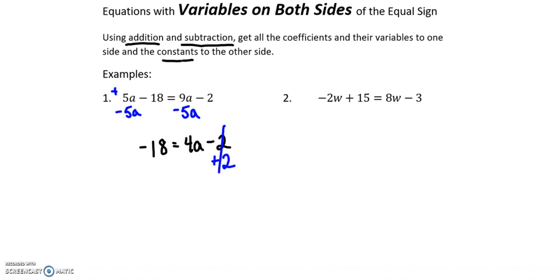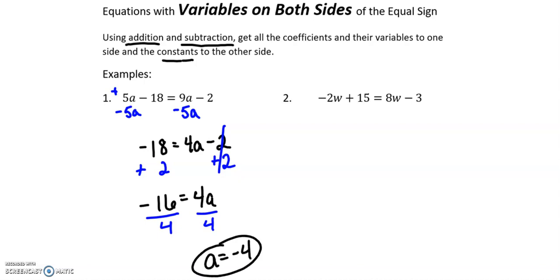I go to the other side of the equal sign and do the same thing. Negative 18 plus 2 is negative 16. Bring down my equal sign, bring down the 4a. The 2's on the right side canceled out. And my last step, this is just a one-step equation now. So divide both sides by the coefficient of a, and a equals negative 4. Negative 16 divided by positive 4.